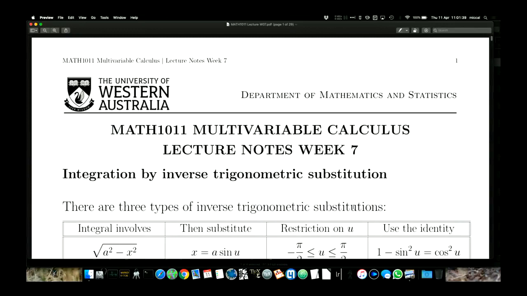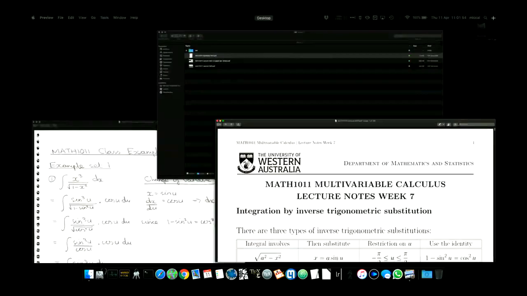Okay, so what we're going to finish off today is the partial fractions stuff, and then do the last integration strategy, which is integration by parts.